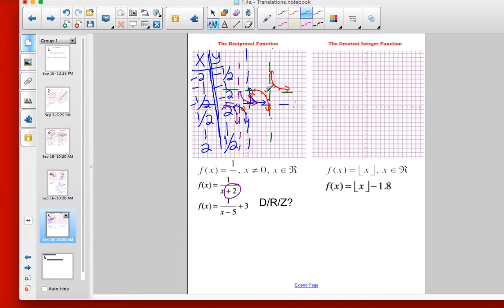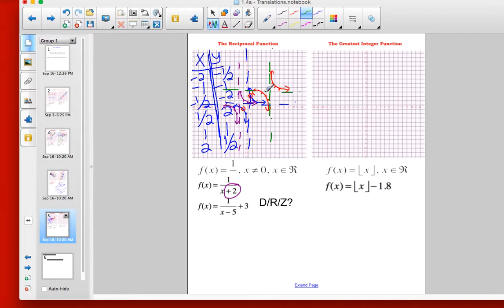But you can also just tell by looking at the equation that you couldn't plug those numbers in, because you get 0 in the denominator. And then the range of the first two are the same, right? They have the same horizontal asymptote. That last one, the range is going to be everything except for 3, right? Because that's kind of where your graph starts to get closer and closer to that horizontal line.